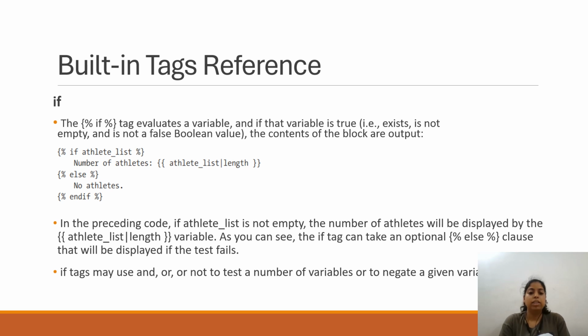The if tag evaluates a variable, and if that variable is true, the contents of the block are output. If athlete_list, number of athletes: athlete_list length, else no athletes. In the preceding code, if athlete_list is not empty, the number of athletes will be displayed by the athlete_list length variable. As you can see, the if tag can take an optional else clause that will be displayed if the test fails.